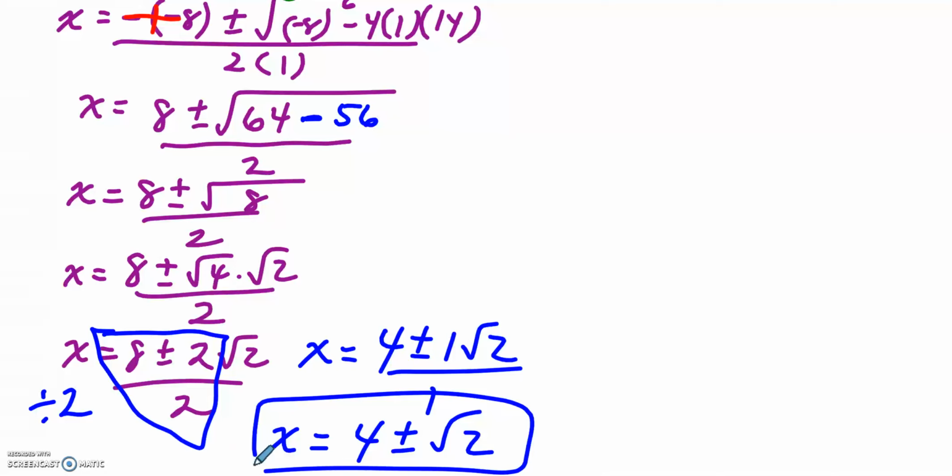So this one, the quadratic formula, was the best method because it was not factorable and we could not use square roots.